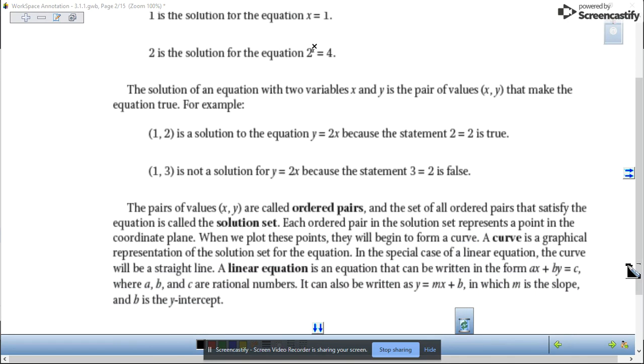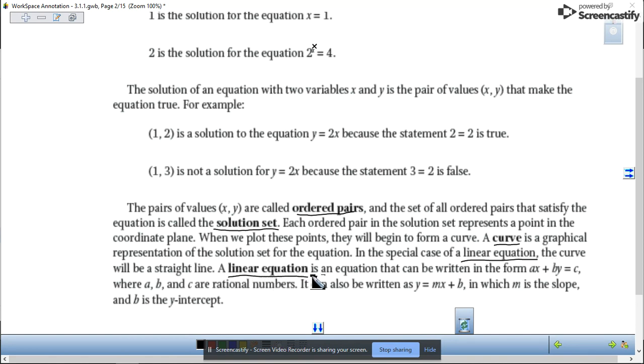The pair of values x and y are called ordered pairs. And the set of all ordered pairs that satisfy the equation is called the solution set. We'll talk more today about graphing solution sets, graphing all the possible ordered pairs that satisfy an equation of some kind. So far we focused on linear, but we're going to talk about other types too. Each ordered pair in a solution set represents a point in the coordinate plane. When we plot these points, we get a curve. A curve is a graphical representation of the solution set of an equation. In the special case of a linear equation, that curve is going to be a straight line.